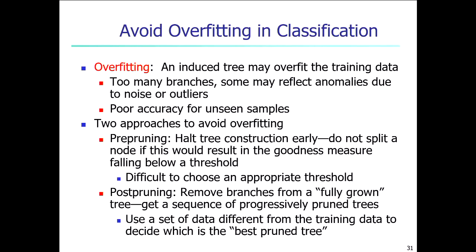And for decision tree, there are two approaches to avoid overfitting. Basically, the idea is to make the tree, or to make the model, simpler. You can either prune the tree after you construct it, or you prune the tree during the construction. If you do it during the construction, it's pre-pruning. And if you do it after the construction, it's post-pruning.